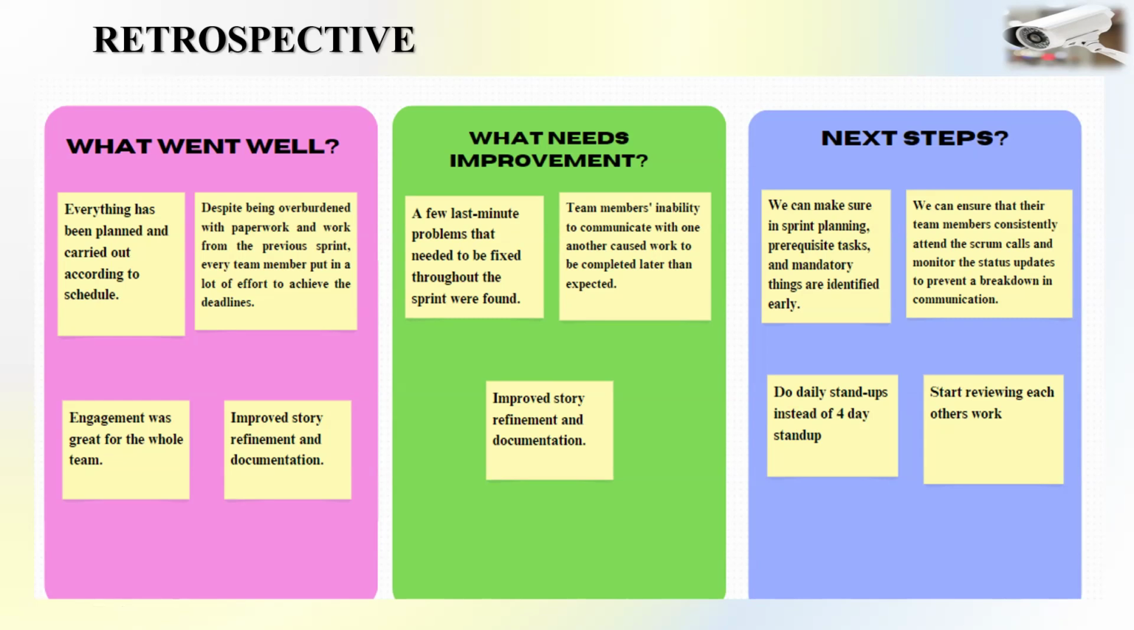and improved story refinement and the document. What needs to be improved: a few last minute problems occurred that needed to be fixed throughout the sprint, and the team members' inability to communicate with one another caused work to be completed later than expected, and the improved story refinement and the document.